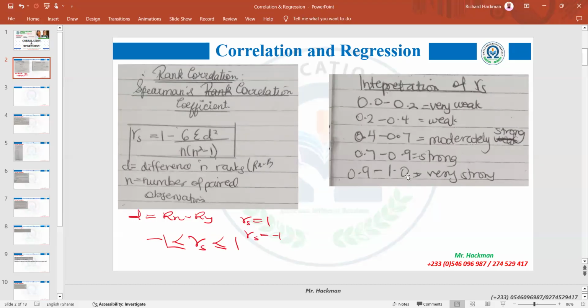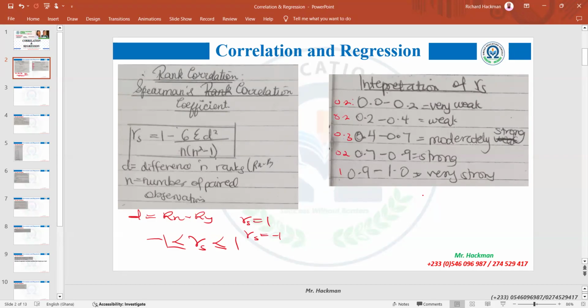But if it is exactly 1.0, we deem that a perfect relation. And if it is -1.0, it is also, like I said, a perfect relation, positive or negative. Is my point well made? So you should know the gaps here: the gap here is 0.2, the gap here is also 0.2, the gap here is 0.3, the gap here is 0.2, and the last one is 1.